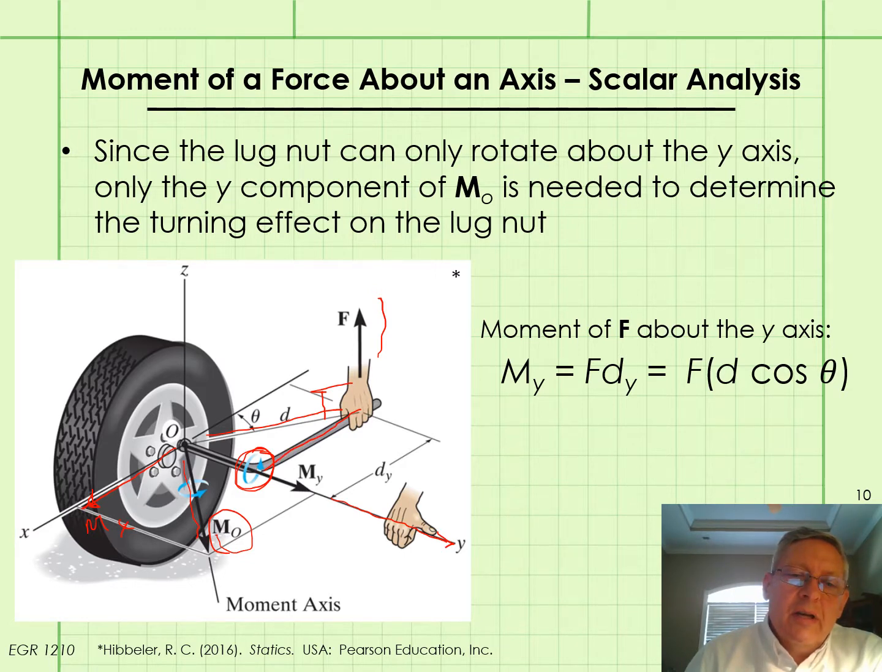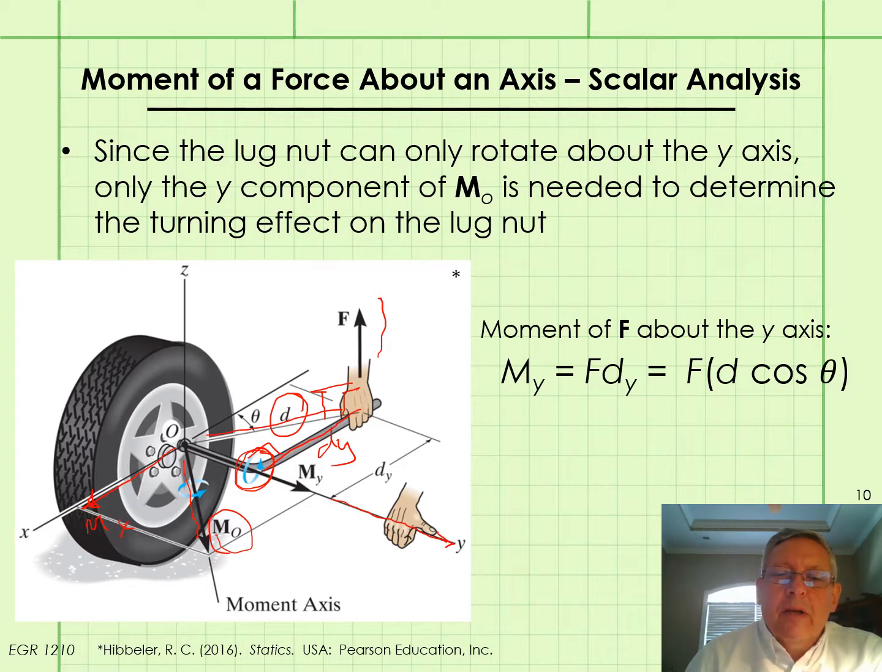Okay, so now I've got a right angle here and a right angle back here. And that distance we'll call d sub y, is going to be equal to d times the cosine of theta.